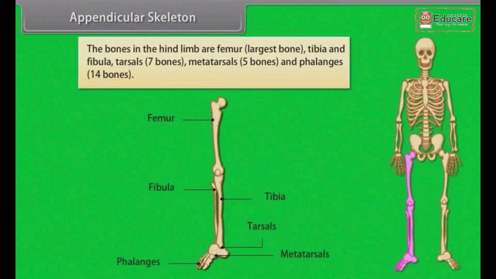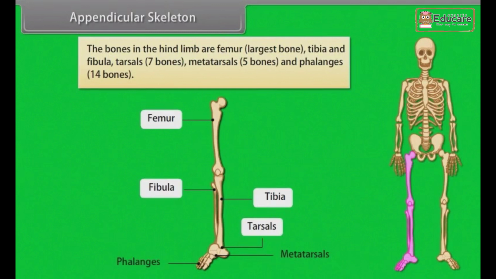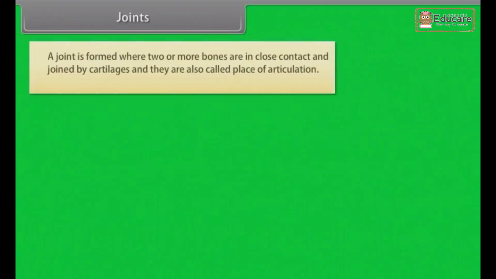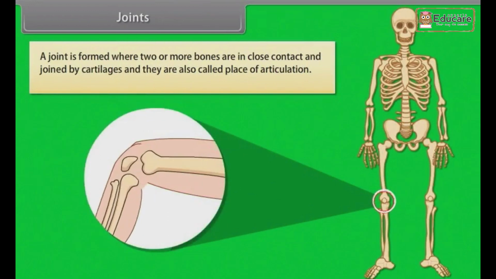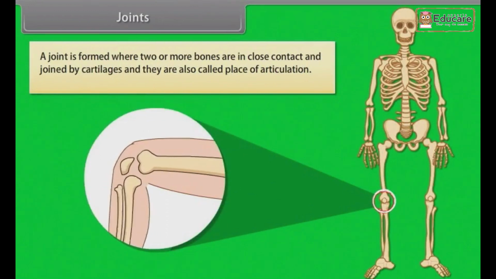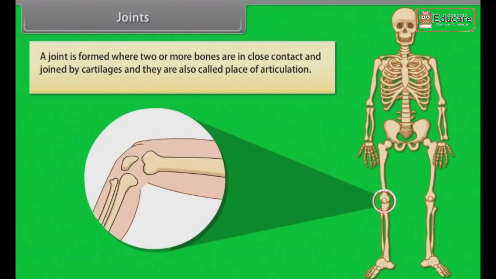The bones in the hind limb are femur, the largest bone, tibia and fibula, tarsals 7 bones, metatarsals 5 bones, and phalanges 14 bones. Joints. A joint is formed where 2 or more bones are in close contact and joined by cartilages, and they are also called places of articulation.